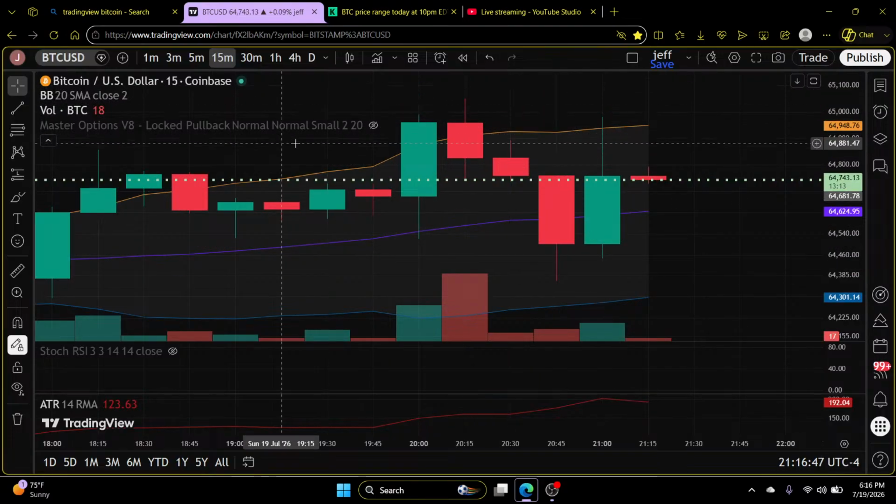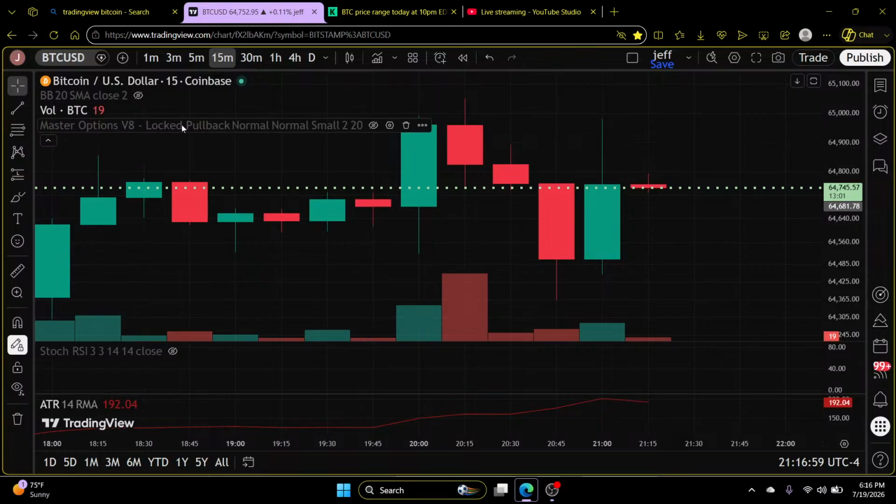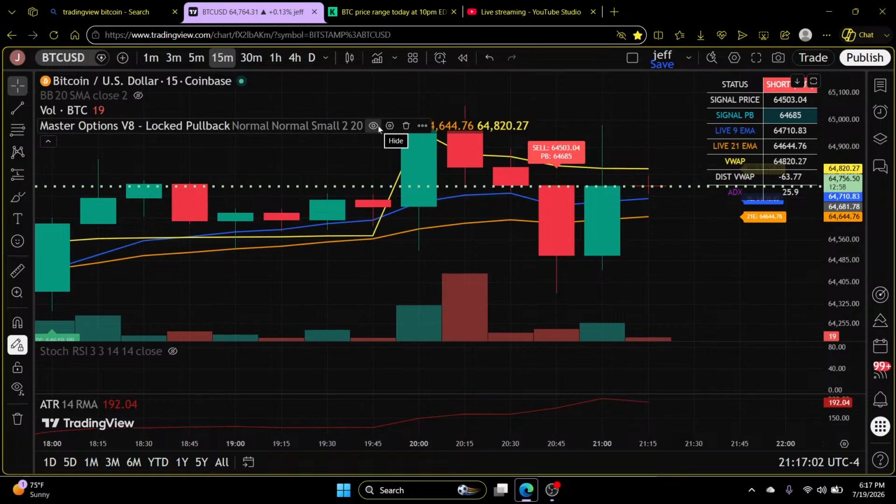So, the next candle. Oh, it already started. My bad, guys. So, like I said, this one was green. The next one, I don't know, to be honest. It's just in a really sketchy spot.